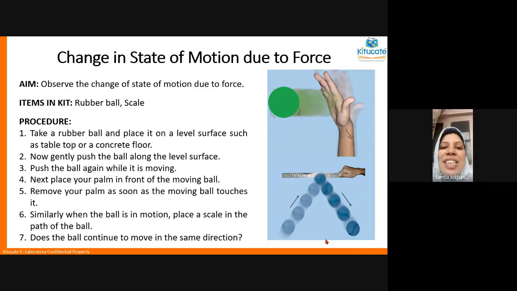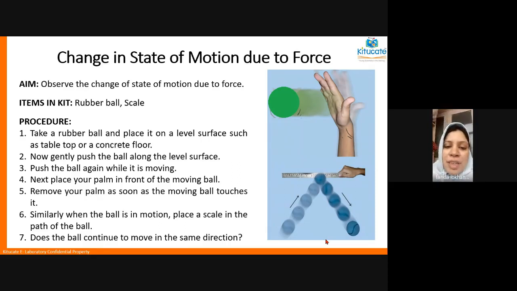Okay. So you can take a rubber ball on a normal surface, on any table or any flat surface, and then you're going to gently give it a push. When you give it a push, what will happen? The ball will start to move. Now you're going to use your palm and put it in front of the ball. What will happen when you put your palm? It will stop moving. So using your muscular energy, you put it into motion. Now by using again your energy, you're bringing it back to rest.